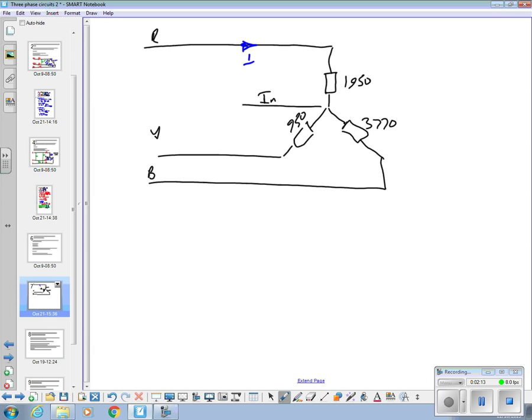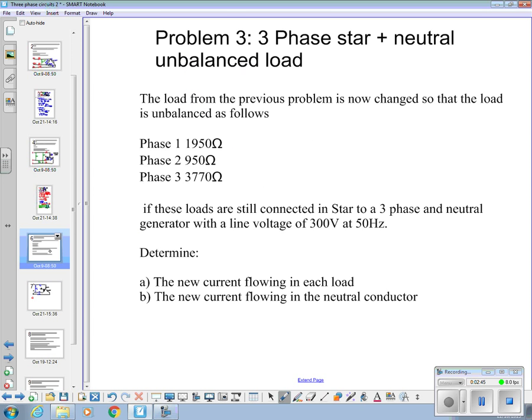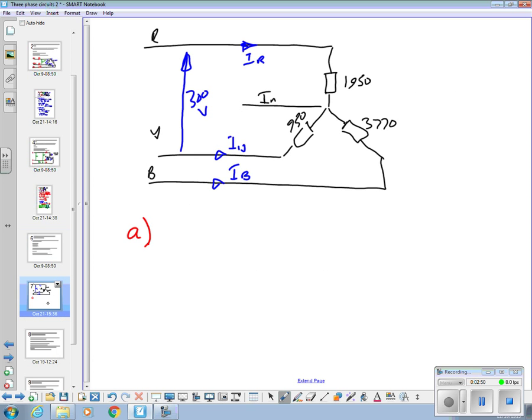That gives us an IR we've got to calculate, an IY, and an IB, and all of these are 300 volts. Yep, all happy with that? That's what the question says. And you've been asked to calculate, I believe, the currents, wasn't it? The new line current in each load, and the new current in the neutral conductor.